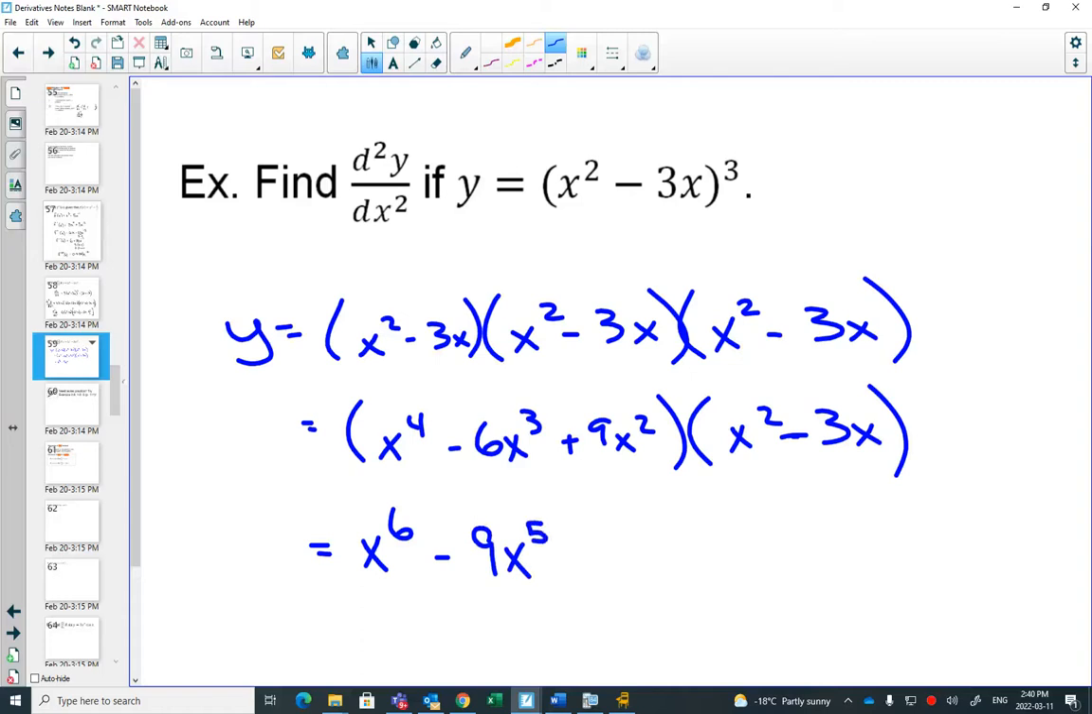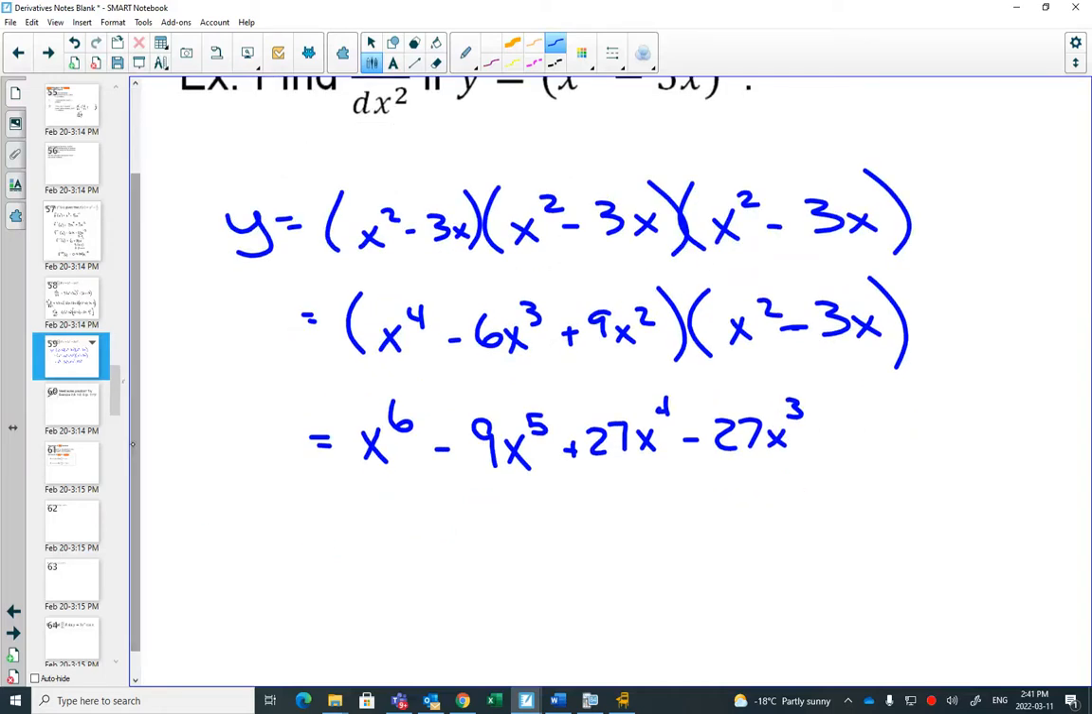Minus 9x to the 5s. How many x to the 4s will we have? 9 here. 18 there. Right? Plus 27x to the 4s. How many x to the 3s will we have? Just these ones. Agreed? That would be one way to multiply it out.